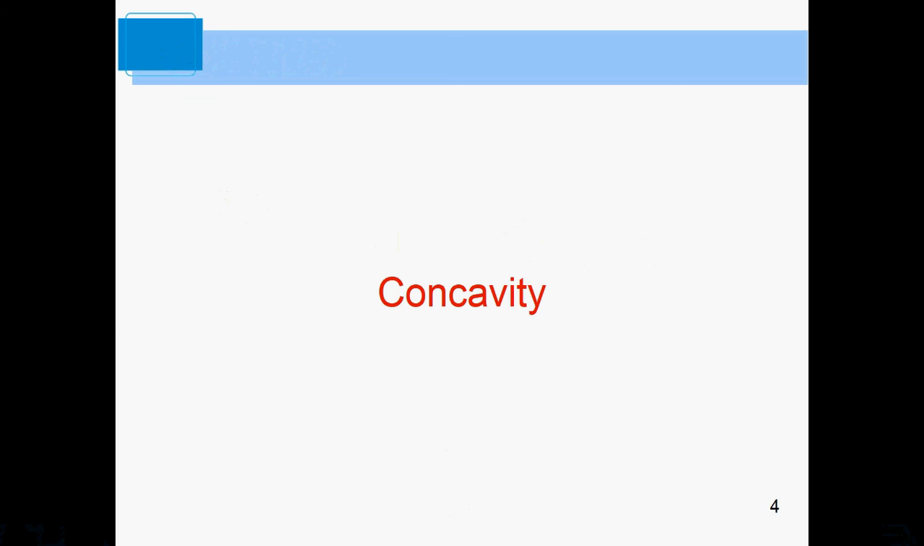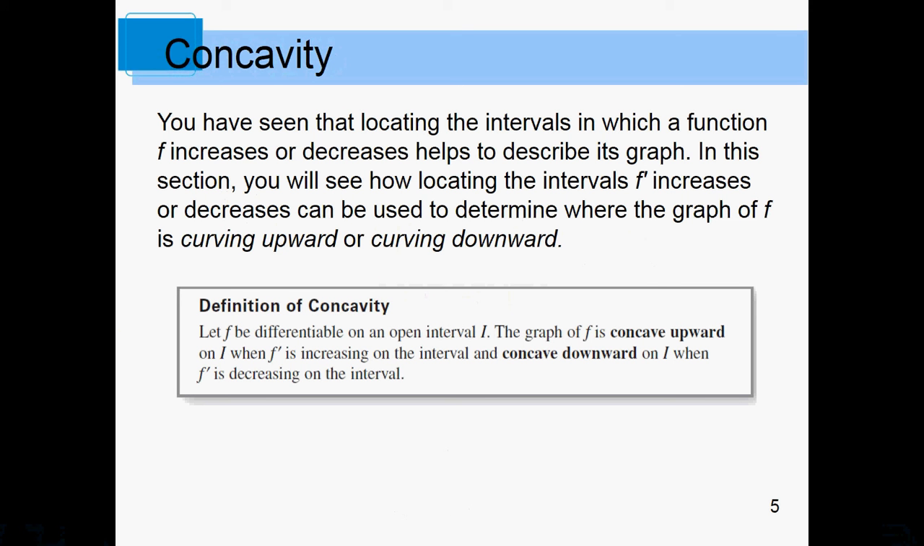So, concavity. What is concavity? We've seen that locating intervals in which a function is increasing or decreasing can help describe what the graph looks like. But it only takes you so far. This section, when we talk about concavity, is going to help you find where the first derivative is increasing or decreasing. And this is going to help us to determine whether the graph is curving up or curving down. Okay, so we can get our graph shaped a little bit better. That was one of the problems with graphing in 112. We only had specific points, and we had some general guidelines and ways to sketch, but we didn't have really good methods of finding where these things were specifically curved and that sort of thing. So that's what we're going to use. We're going to use concavity.